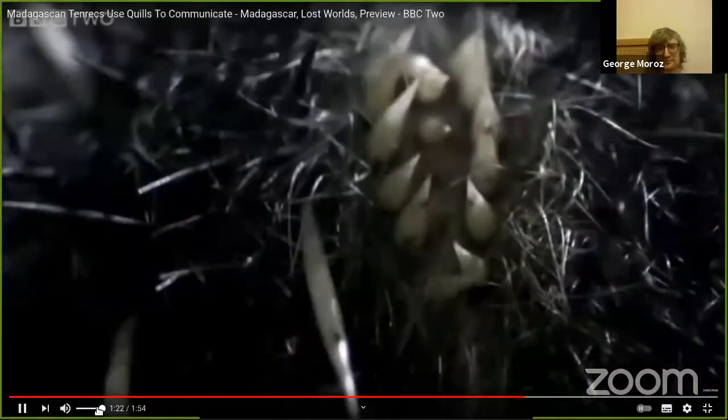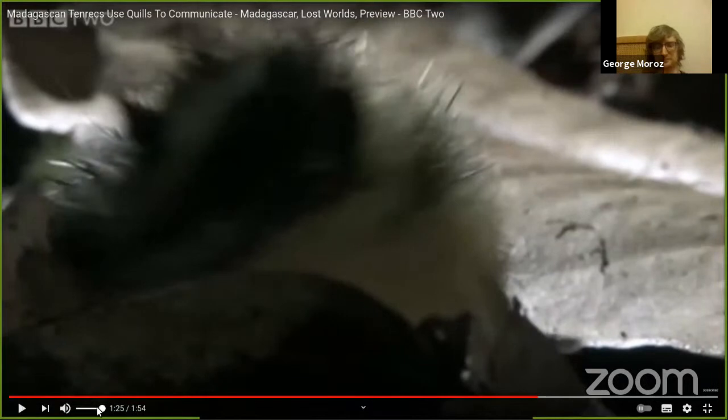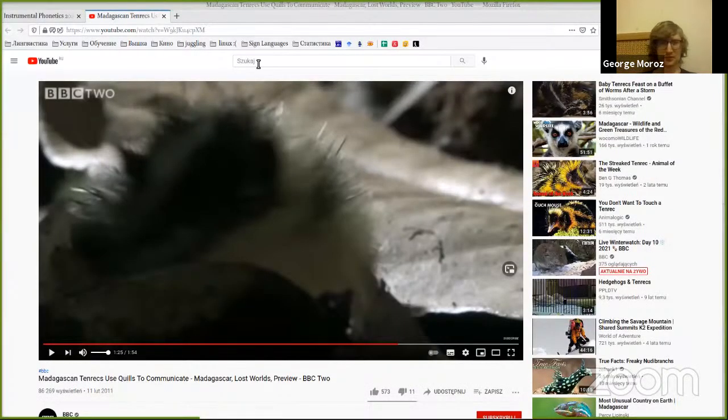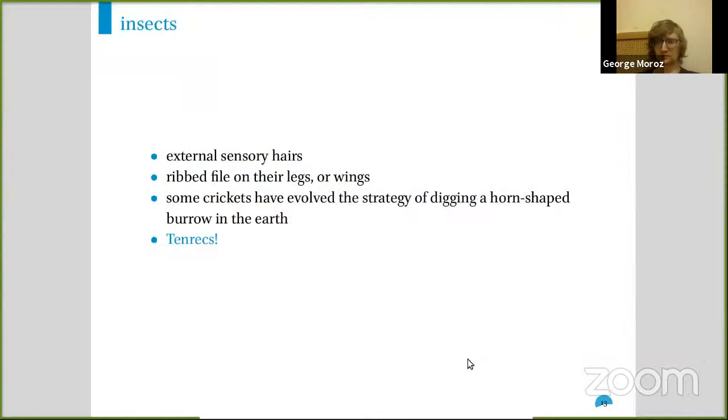And so on. I hope you've seen it, haven't you? Yes, we did. Cool. So as you've seen, they have some really nice thing at the back, and they use it in order to create some sounds. And this is exactly this ribbing strategy that's used by some animals, mostly insects. But as you see, some mammals also evolve it.